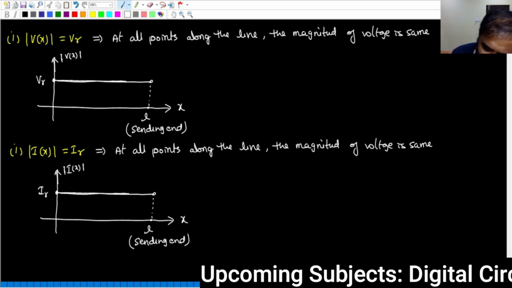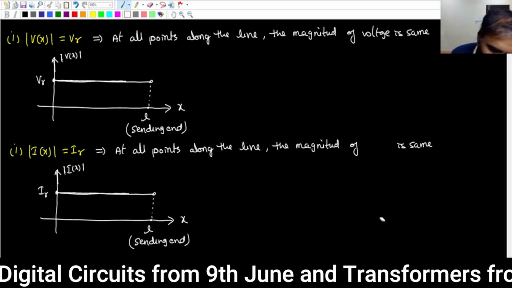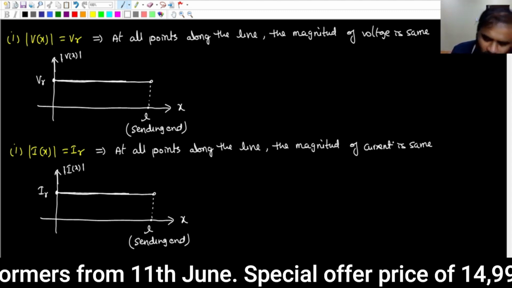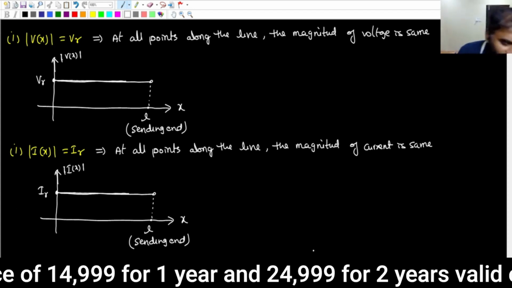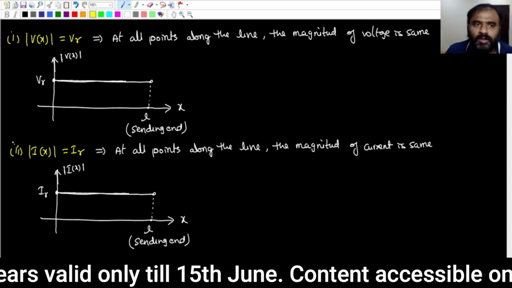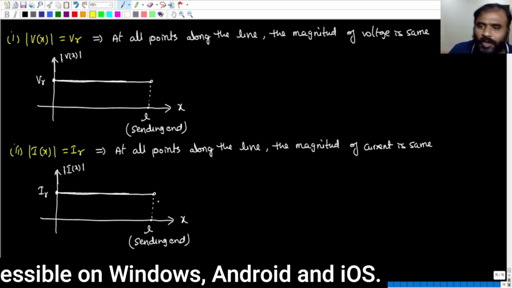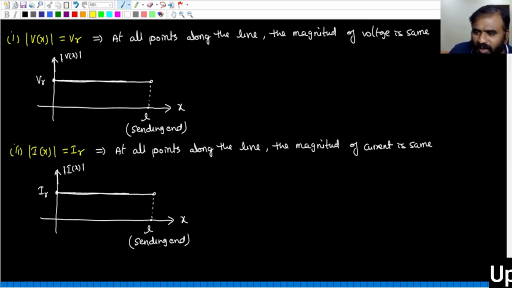At all points along the line, the magnitude of current is the same. At all the points along the line, the magnitude of current is also the same. That's conclusion number 2. In case of the third conclusion, this is the second part. Clear? Understand?